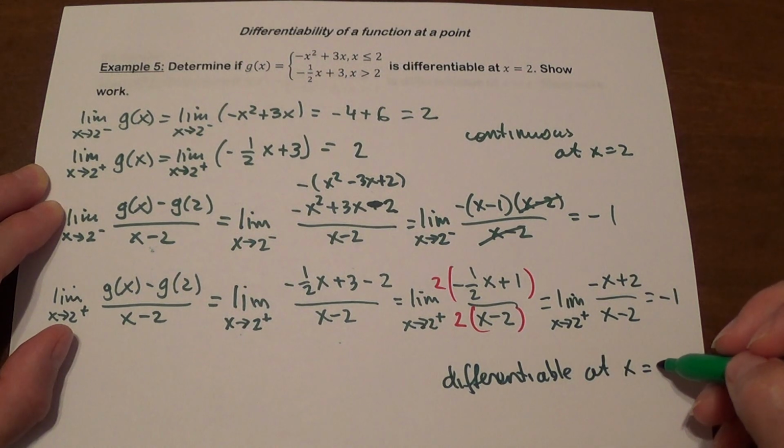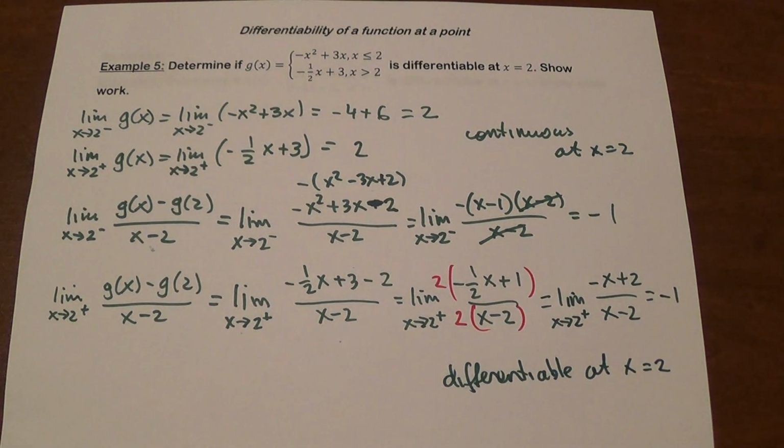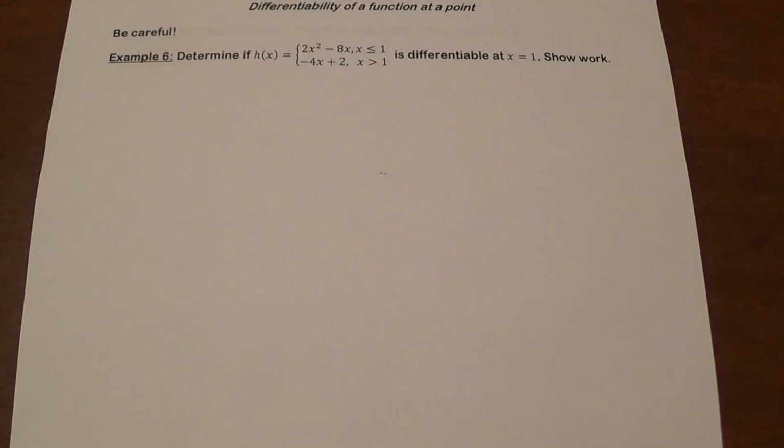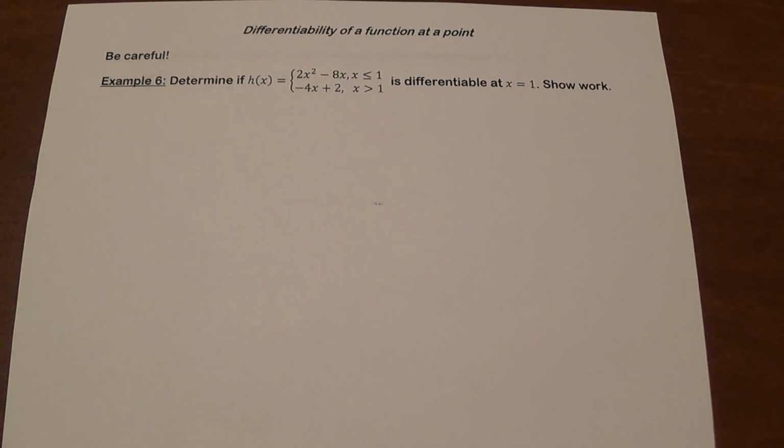At x equals 2. Okay. Let's take a look at the next example. So this is what I need to warn you about here. Sometimes when students do these types of problems, they are too quick to ignore the continuity and they just jump into the differentiability part. And what's going to happen here, if you do this, you will actually find that the left-hand derivative and the right-hand derivative of this function will be the same. But this function is not continuous.